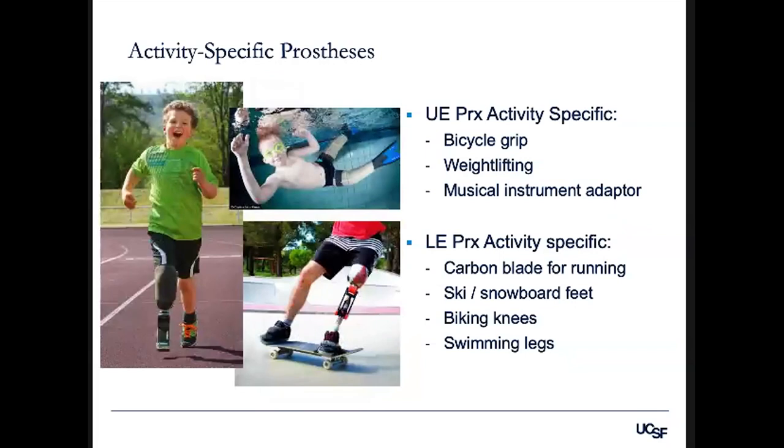Examples of activity-specific components for lower extremity prostheses may include legs with carbon blades for running, swim legs, specialized knees for skateboarding.